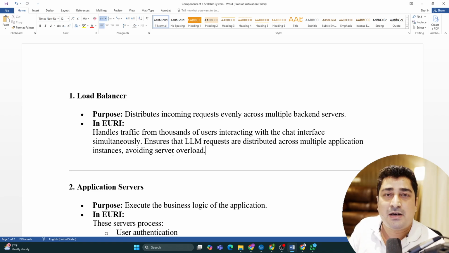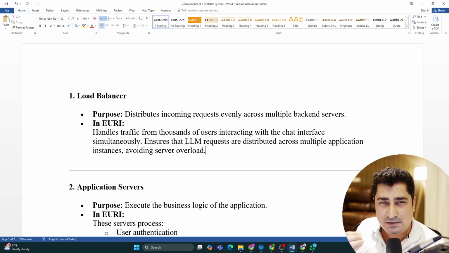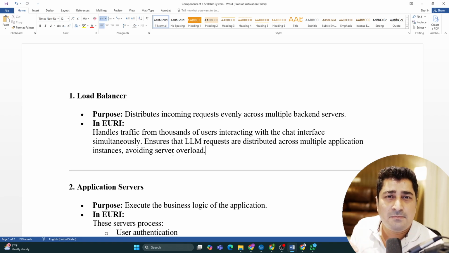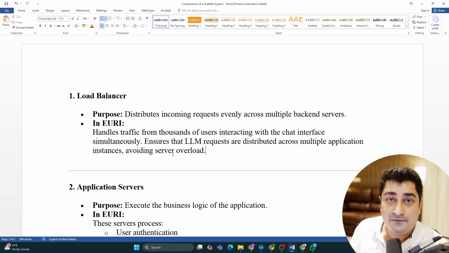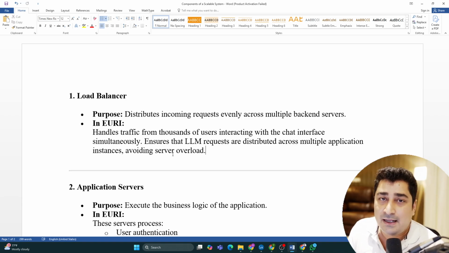As of now, I'm just trying to give you an overview so that you understand a little bit, not much, just a little bit about system design, and what goes on behind the scenes whenever we are trying to build any kind of system.